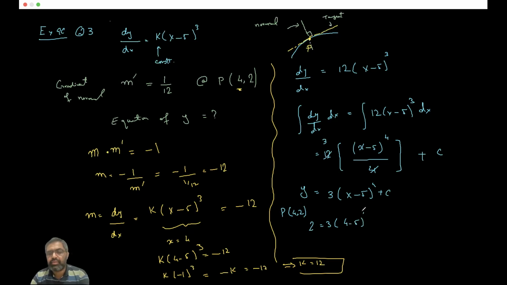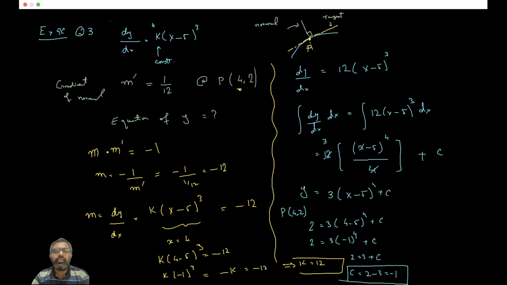That's easy to solve. So this is 2 equals 3 times (4 minus 5), which is minus 1, raised to power 4, plus c. A negative number raised to an even power, the negative sign drops out, because negative times negative is positive. So we get 2 is equal to 3 plus c. Bring 3 to the other side, c is 2 minus 3, which is equal to minus 1. So we have the value of the constant c. So the final expression for our equation is y is equal to 3(x minus 5) raised to power 4 minus 1.